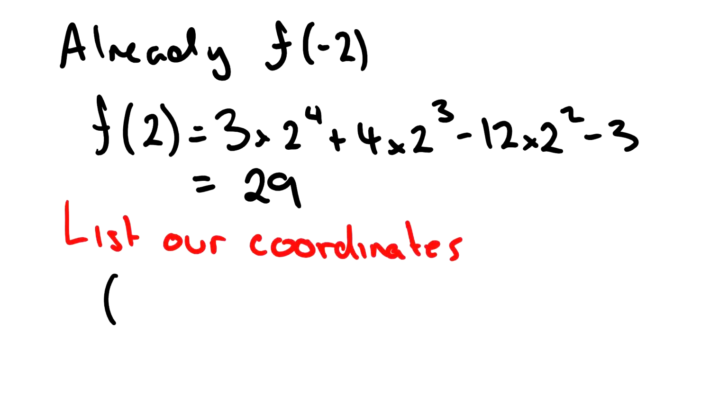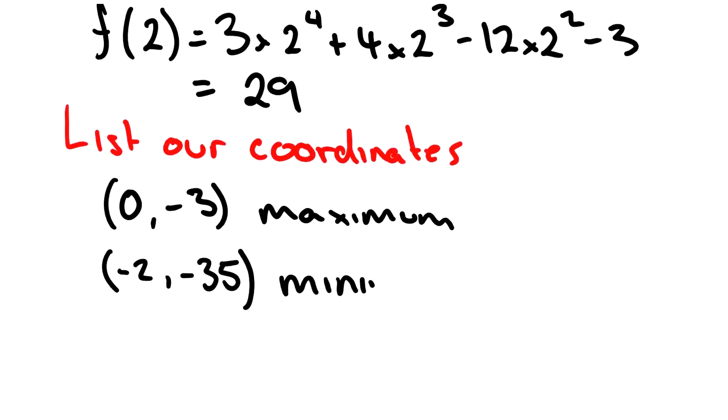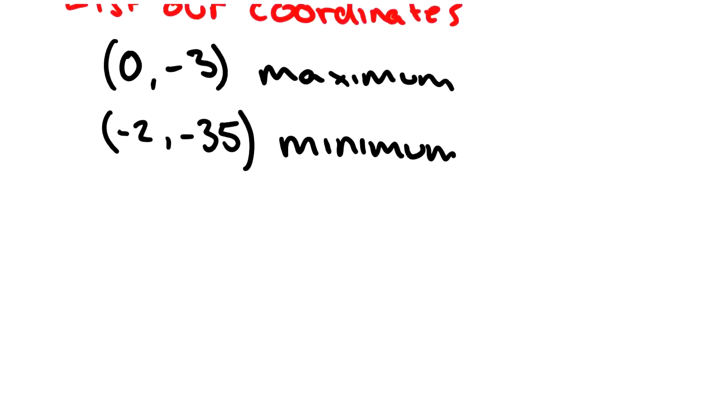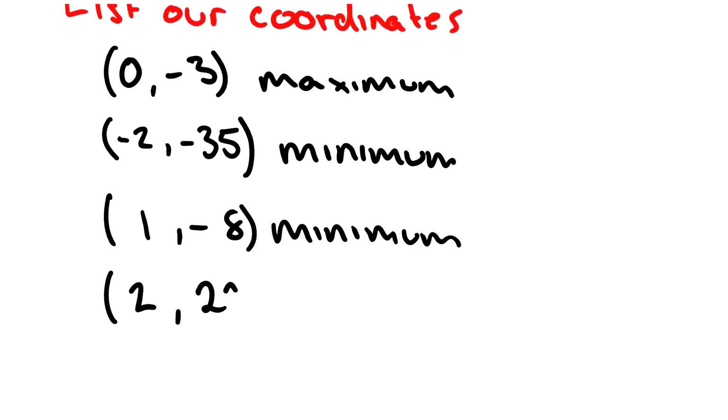So we had a point at 0, -3 here, and we said that was a maximum. We had another point at -2, -35, and that was a minimum. We had another point at 1, -8, and that was a minimum. And then finally, we had a point at 2, 29, and we said that was our upper endpoint.